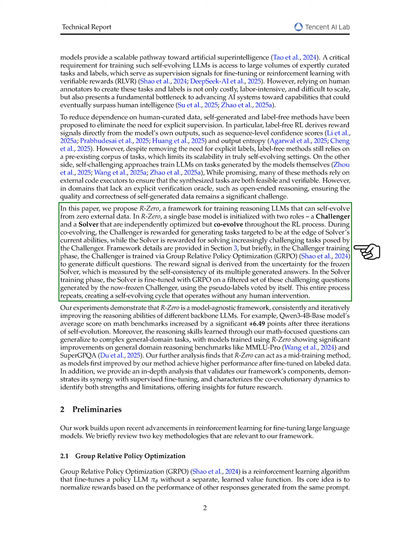In the preliminaries, we build on recent advancements in reinforcement learning for fine-tuning LLMs, focusing on two key methodologies relevant to our framework. The first is Group Relative Policy Optimization, GRPO, which fine-tunes a policy LLM without needing a separate value function. The main idea is to normalize rewards based on the performance of other responses generated from the same prompt. For a given prompt, the policy generates a group of responses, each receiving a scalar reward. These rewards are then normalized to compute a response level advantage.